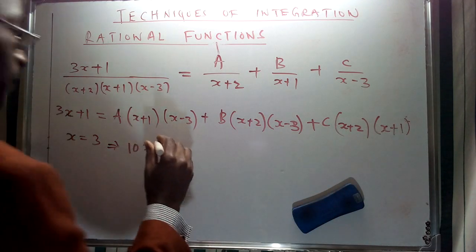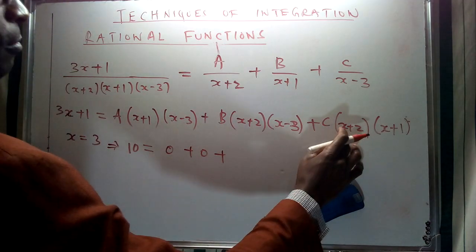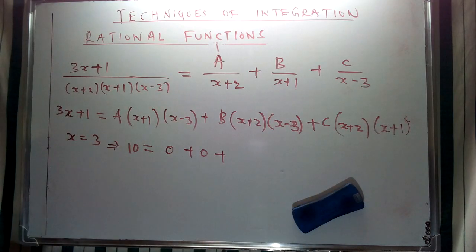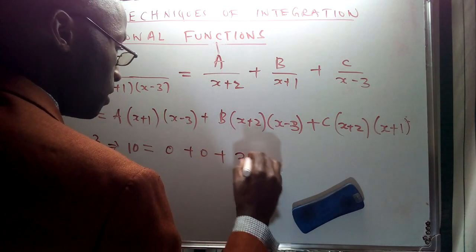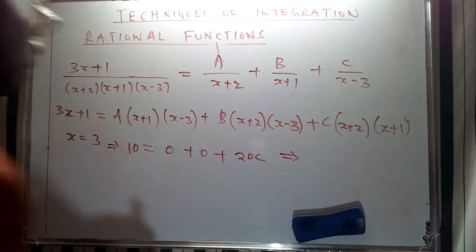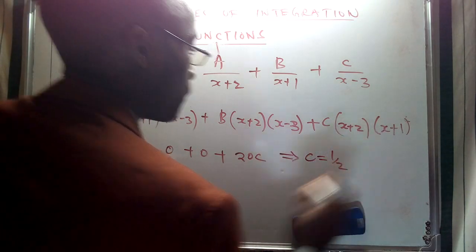which is going to be 0 for A plus 0 for B plus. So a substitution for 3, this one is going to be 5 times 4, which is, of course, equivalent to 20. So this is going to be 20C, given as such. So implying in this specific case that the value for C is going to be a half.